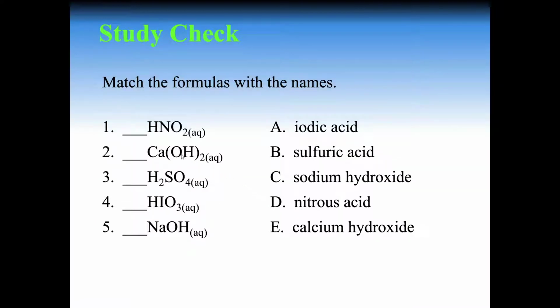Okay, so let's match the names. This is nitric acid, nitrous acid. Okay, it's got to be D. Calcium hydroxide, E. Sulfuric acid. Remember, if it's got the oxygen, it's not hydro. And then the SO4 is a sulfate. I know that is a sulfate, so I drop the ATE, turn it into IC, and that's sulfuric acid. Iodate, I think that's iodate. So that would be iodic acid. And then sodium hydroxide.